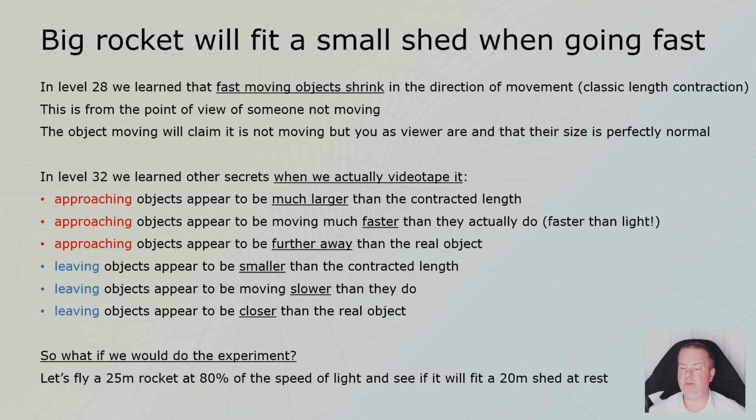So what's the experiment? We have a 25-meter rocket and a 20-meter shed, and we will fly the rocket in the shed and then it will leave the shed again, and because it's moving so fast, its length will contract down to 15 meters instead of 25. 15 meters fits in 20 meters, so we will be able to take the picture of the rocket in the shed and then it can move on. This is what we will do.